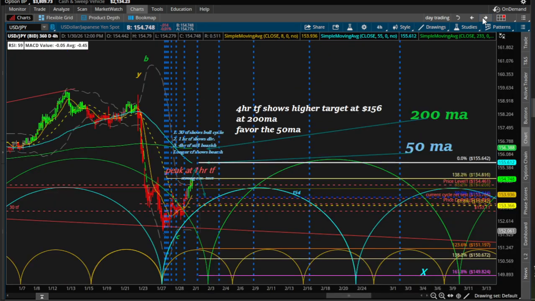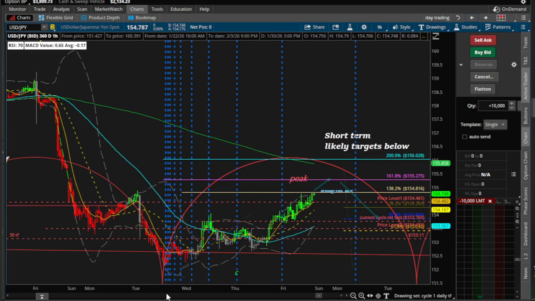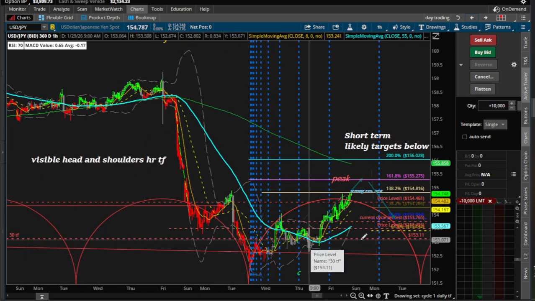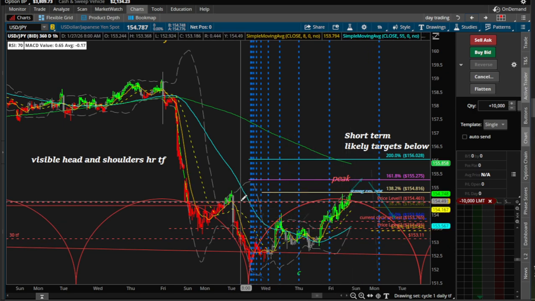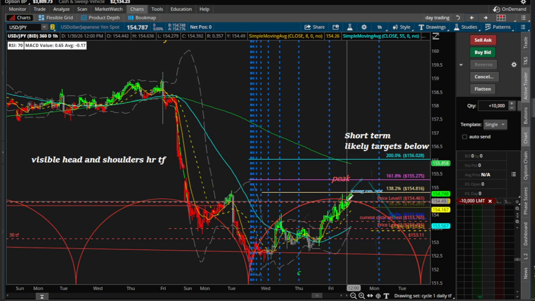On the 1 hour time frame, there is a bit of a head and shoulders pattern. It's not great. If that was to play out, I think we had a little bit of a dip there in the beginning of Friday. I would have said that dip wouldn't have happened and we would have gone parabolic on Friday.